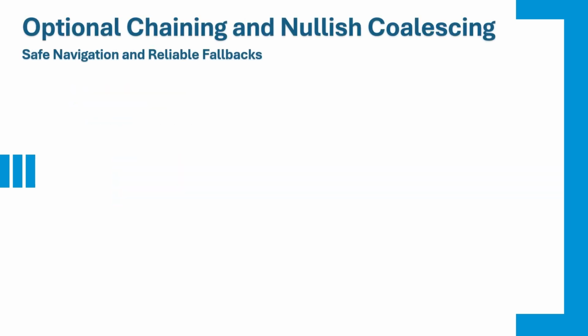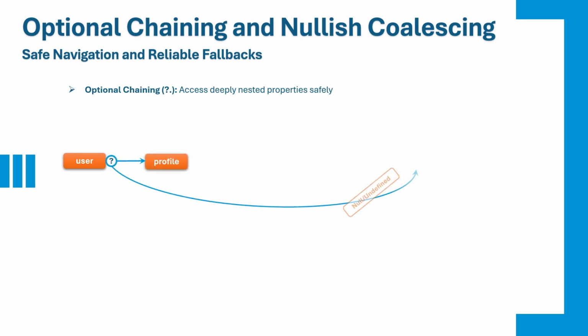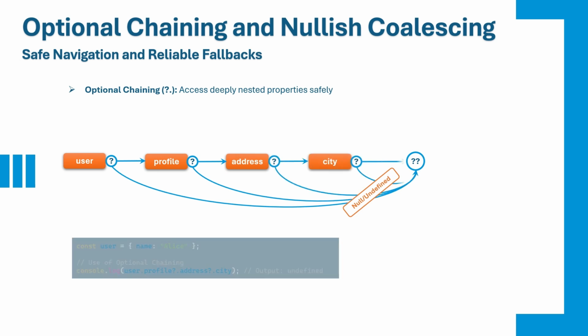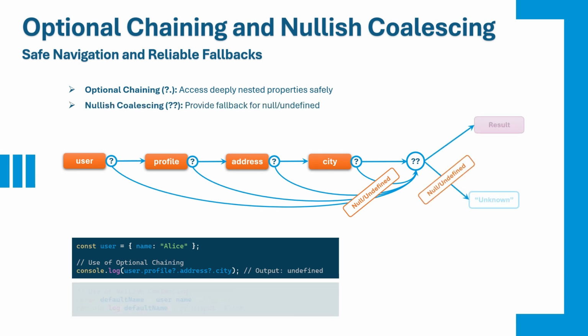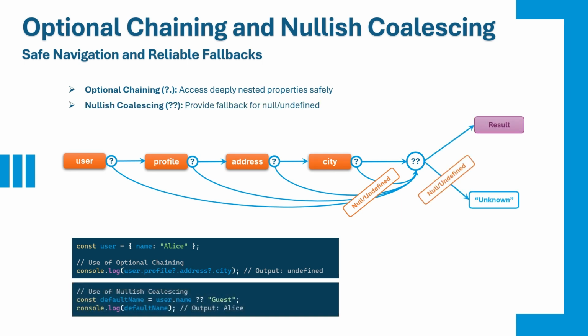Optional chaining and nullish coalescing allow us to safely access deeply nested properties and set fallback values. With optional chaining, we avoid errors by safely accessing nested properties. Nullish coalescing allows us to set fallbacks only for null or undefined.